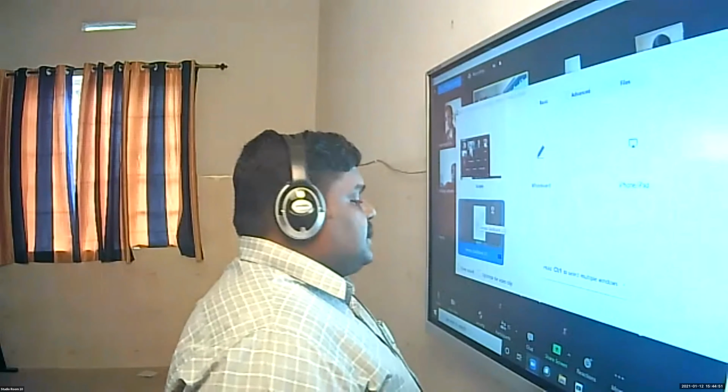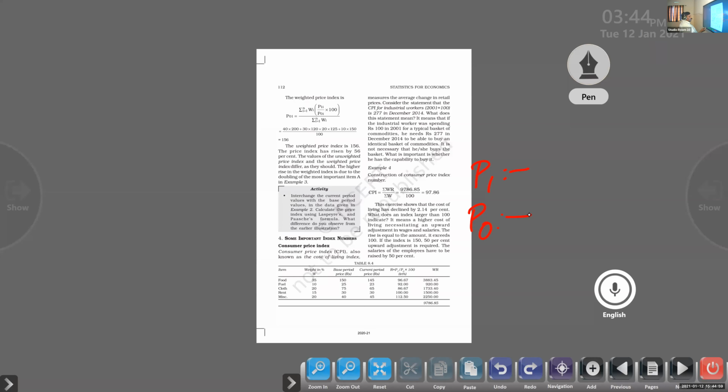Okay, so just observe that clearly. So this idea should be there. Okay, what is P1 and what is P0? Now we are discussing about consumer price index.